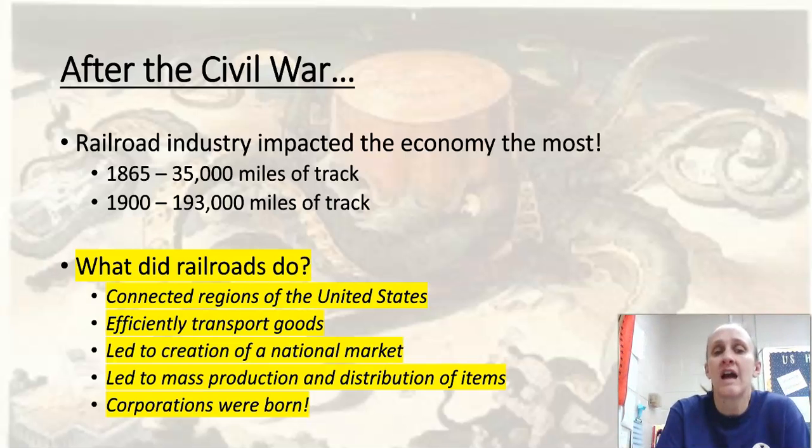So what do the railroads actually do for people? What impact do they have on the bigger picture? Well, one, it's going to connect regions of the United States together, so east to west and everything in between. It's going to be an efficient way to transport goods. So we're not just relying on rivers now or wagons and carts. Like now we're relying on railroads. It can move them faster, quicker, so they get across the country faster. Okay, less time to ship.